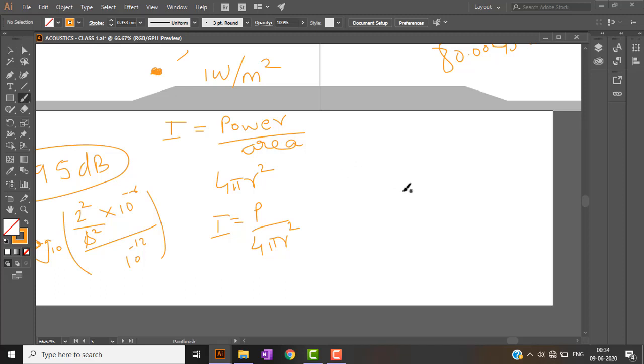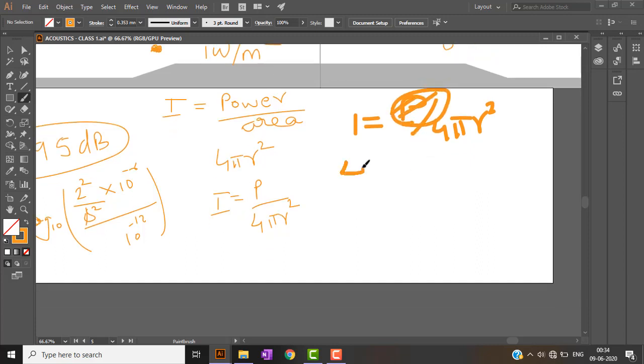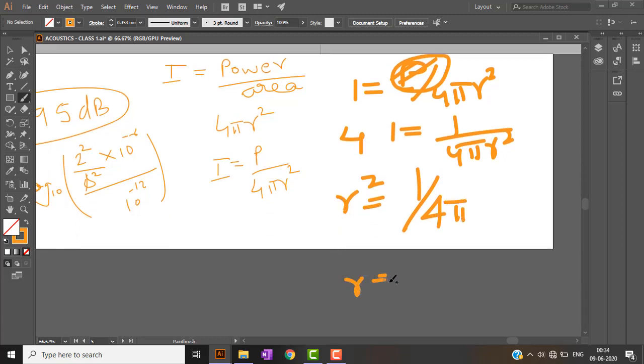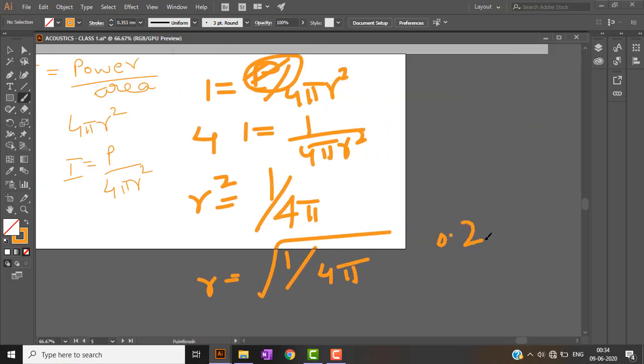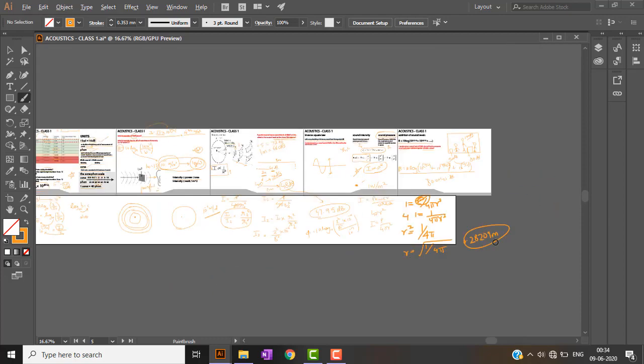Now here I told you that 1 watt per meter square is a painful sound. So intensity is nothing but 1. 1 is equal to P upon 4 pi r square. Power is also considered as a unit, so 1 is equal to 1 upon 4 pi r square. When you solve this equation for r, r square is nothing but 1 upon 4 pi. So r is equal to the square root of 1 upon 4 pi. That will give you an answer of 0.28209 meter. So remember this value.